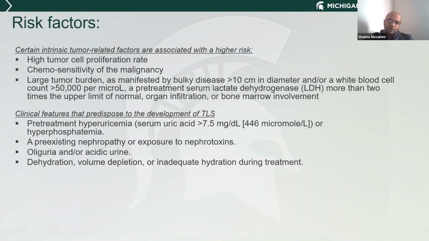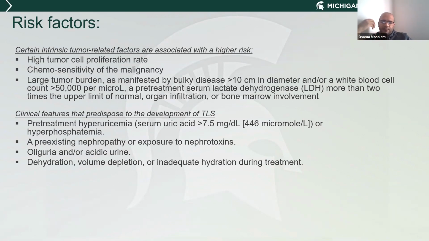What are the risk factors? There are some risk factors related to the tumor itself, which put the patient at higher risk for developing tumor lysis syndrome: a high tumor proliferation rate, the chemosensitivity of the malignancy, and a larger tumor burden. They defined this as bulky disease more than 10 centimeters, a white cell count more than 50,000, and a pretreatment serum LDH more than 2 times the upper normal limit. Presence of organ infiltration or bone marrow involvement are also risk factors for tumor lysis syndrome.